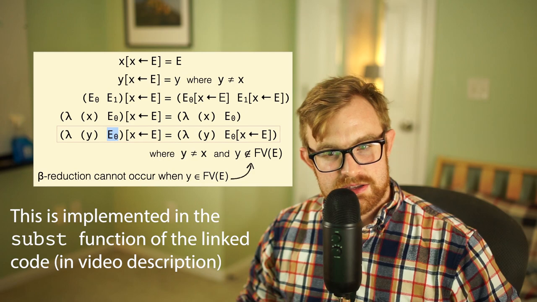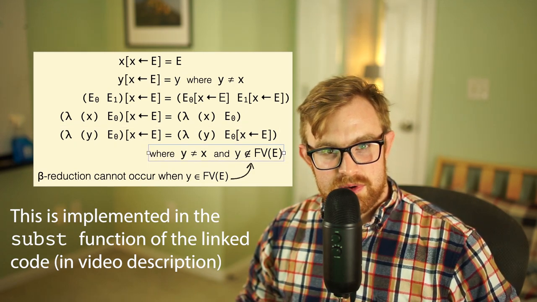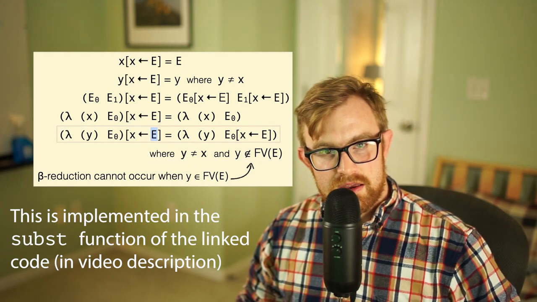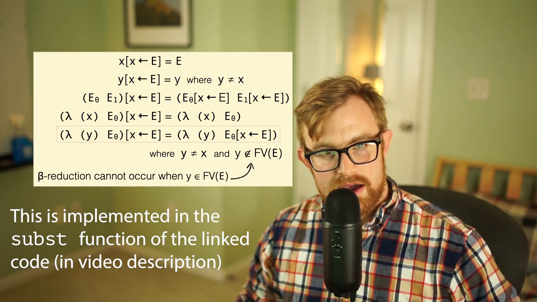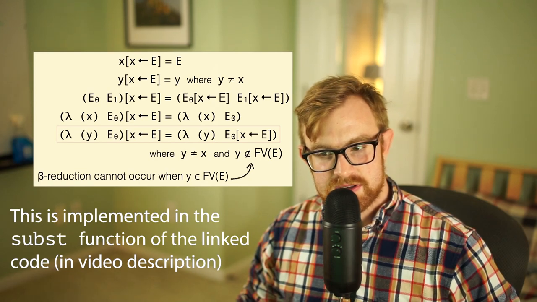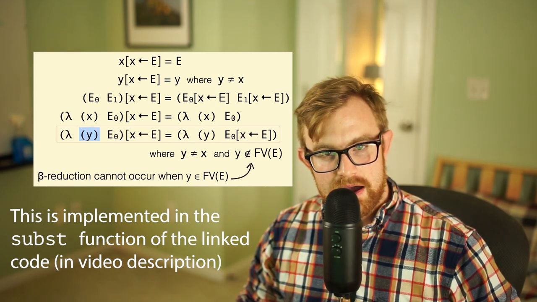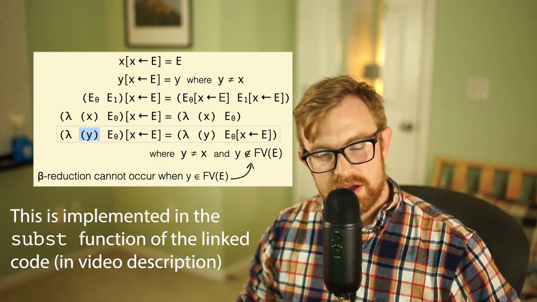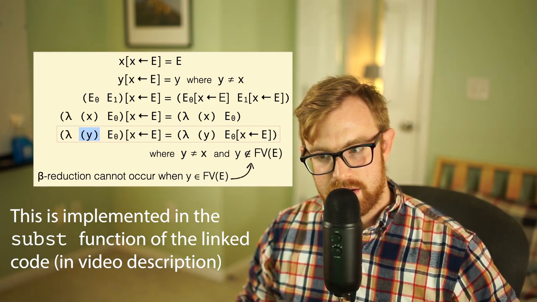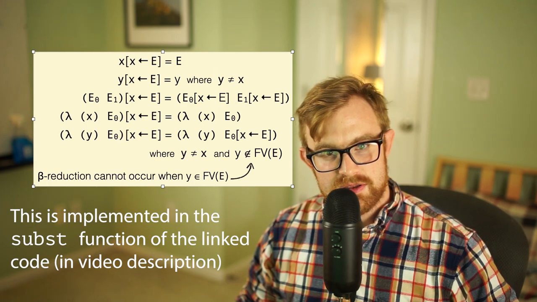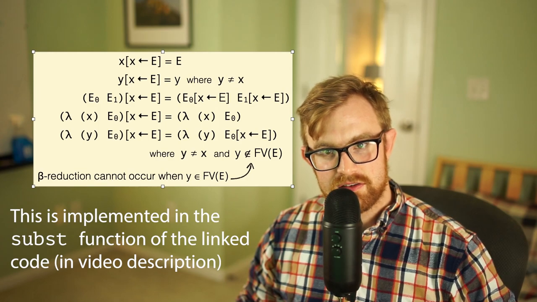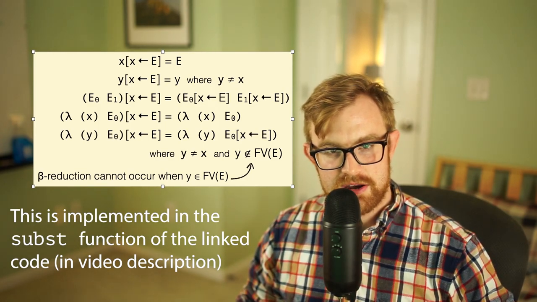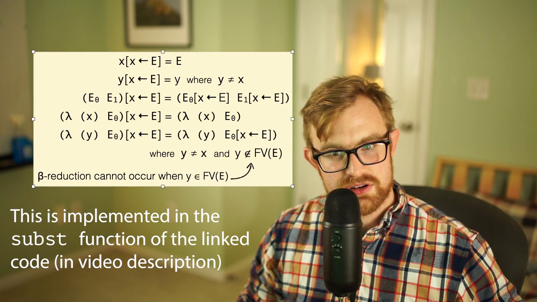The reason is that if y is a free variable in E, then it will change to being bound within this lambda y, because this lambda would then bind y. It should be free, but because I've stuck this lambda y in front of it, now it's bound. When this happens, beta reduction cannot occur, and I have to first perform an alpha conversion so I can get a new fresh name and not violate this side condition. All right, so let's look at some examples of this.